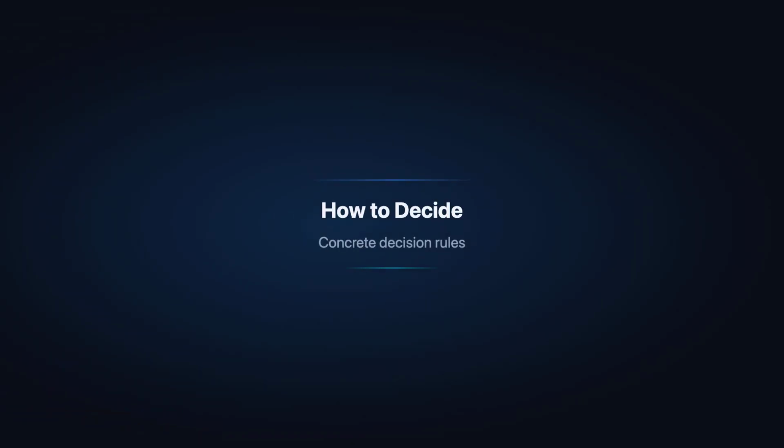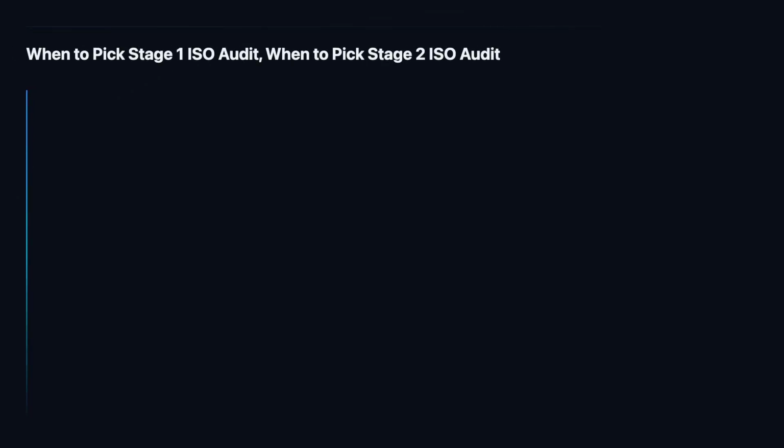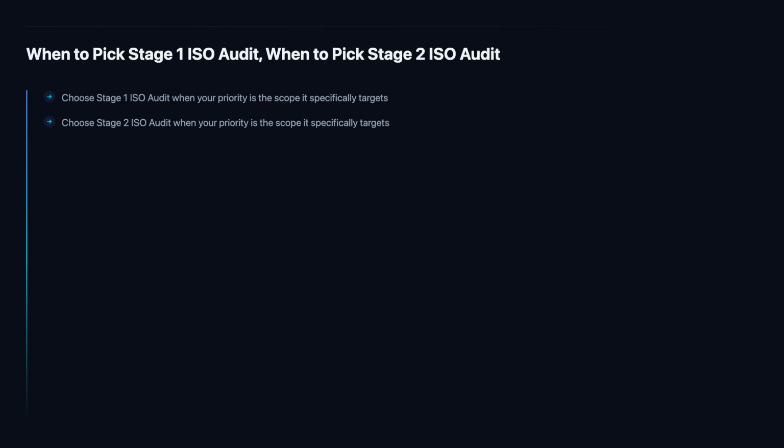Now let us turn the comparison into actual decision rules. These are the 4 scenarios that cover most real-world choices. If your primary need maps directly to what Stage 1 ISO Audit was designed for, pick Stage 1 ISO Audit. Stop looking, start executing. If your need maps to what Stage 2 ISO Audit addresses, Stage 2 ISO Audit is the right answer, even if Stage 1 ISO Audit is more famous in your industry.